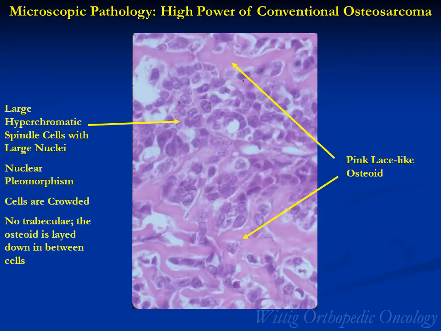And showing you a closer view, and you're looking at the pink-like osteoid and all of the large hyperchromatic spindle cells with large nuclei. Nuclear pleomorphism, cells are crowded, there's no trabeculae, and the osteoid is being laid down in between the cells. All features of malignancy.